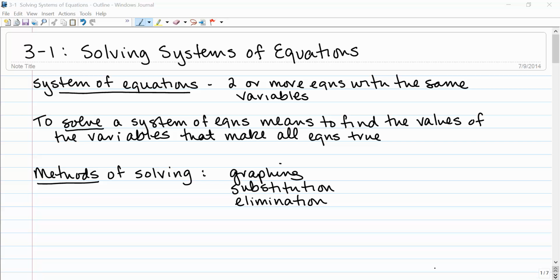Section 3.1 is on solving systems of equations. As you'll recall from Algebra 1, a system of equations is two or more equations with the same variables. To solve a system of equations means to find the values of the variables that make all the equations true. And we have three methods of solving. The first is graphing, the second substitution, and the third elimination.